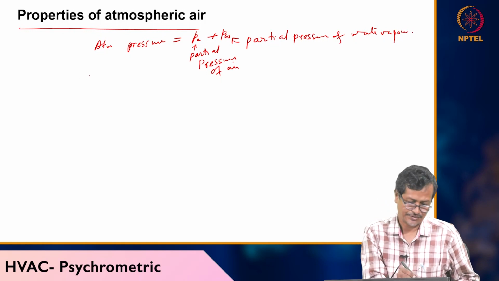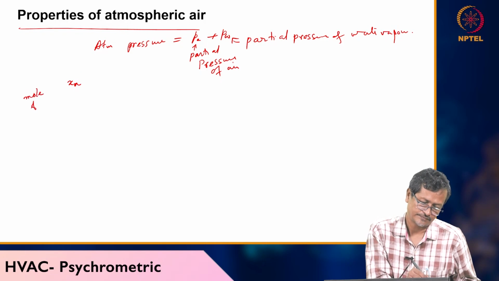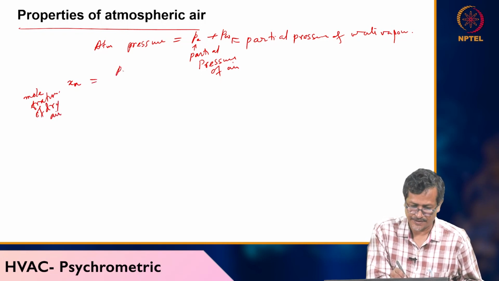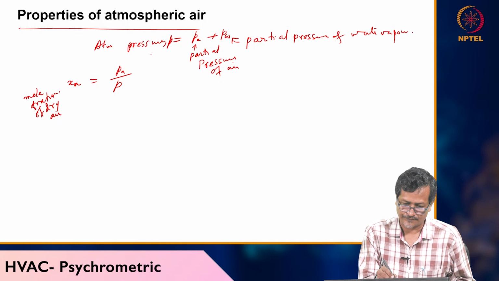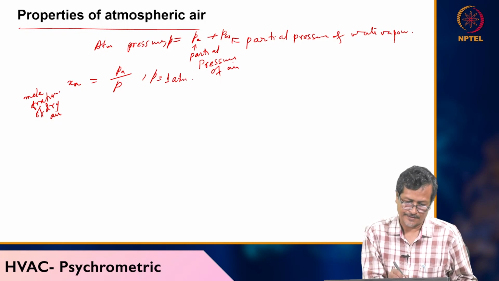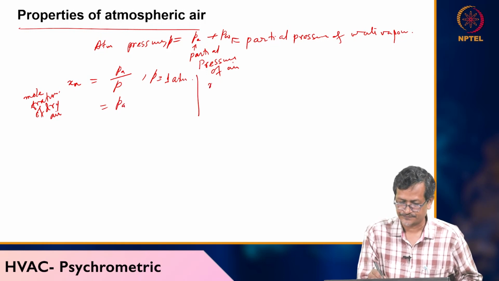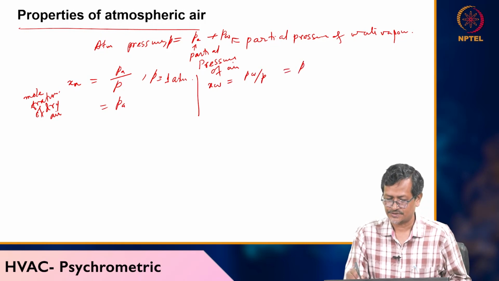Okay, so the mole fraction of dry air equals PA by P, the total pressure, and P equals 1 atmospheric pressure we are assuming. Okay, so XA equals PA, and XW equals PW by P; again P equals 1, so it is PW.